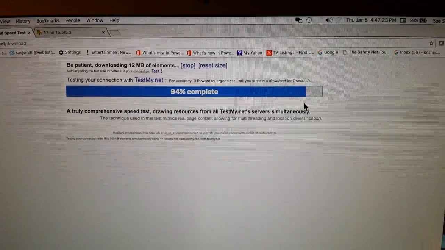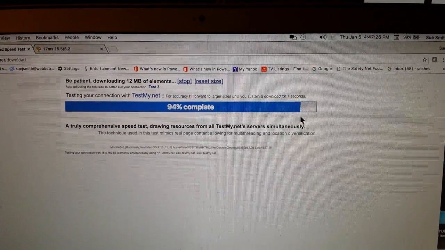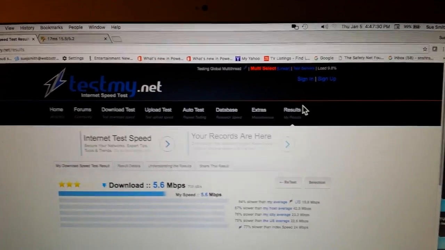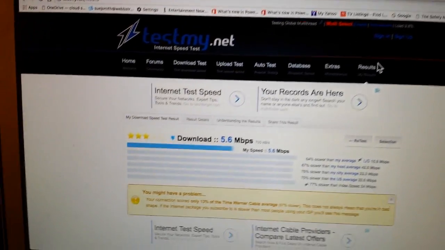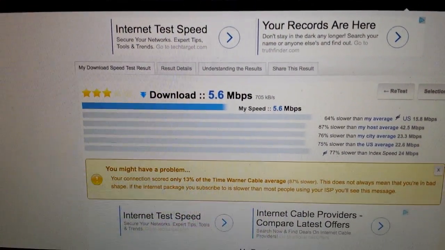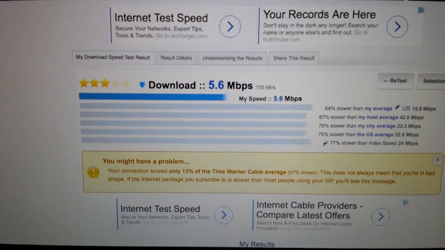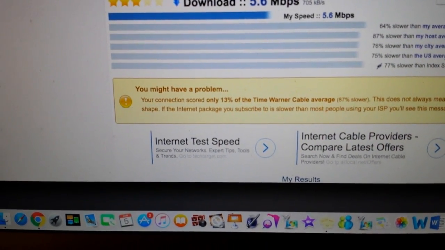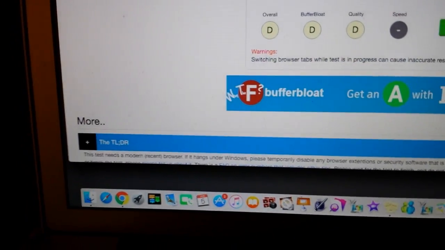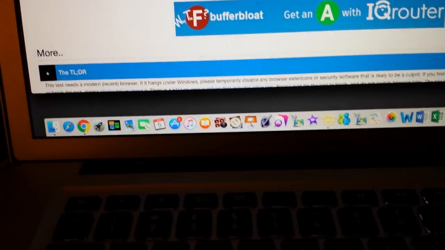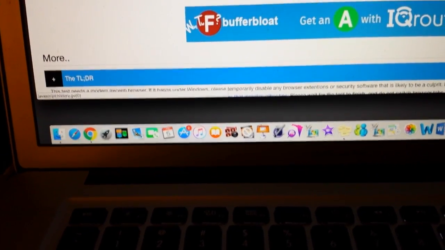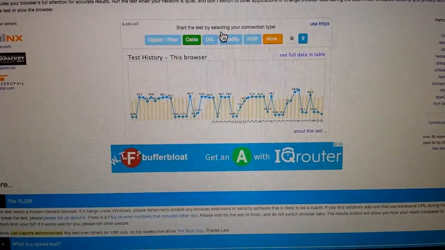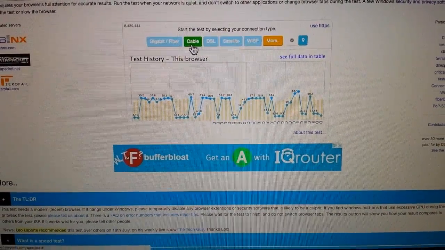This happens consistently. Somehow, with TestMy, which uses multiple servers geographically spread out, it stops right around that point. So this is abysmal, considering what we're paying for. Might have a problem. Now we're at 13% of the Time Warner. So let's do one here. One more reload page to test again. Still on the Mac Pro. DSL Reports.